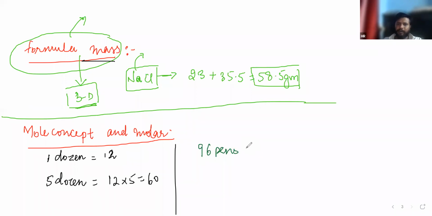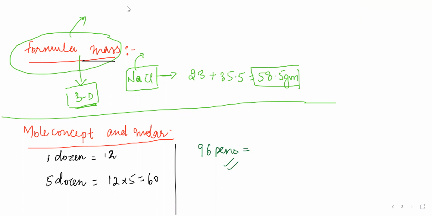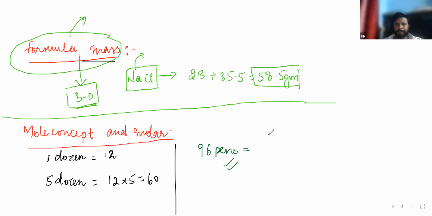If I am asking, 96 pens, and I ask you how many dozens of pens are present, can you calculate it? How many dozens? Convert these pens into dozens. If I'm giving you 96 pens and I ask how many dozens these are. Arslan, can you answer it? Yes or no?